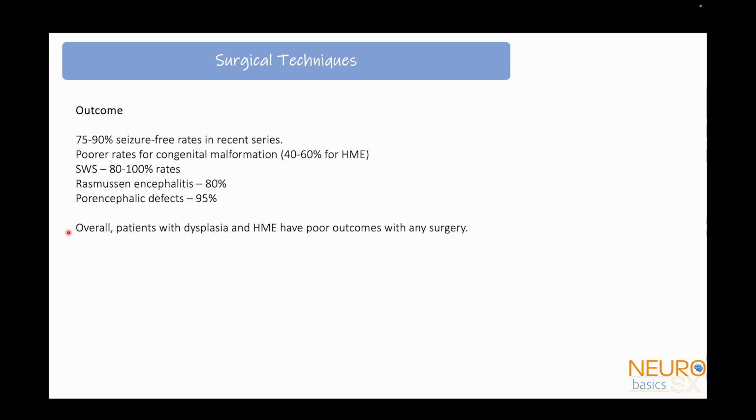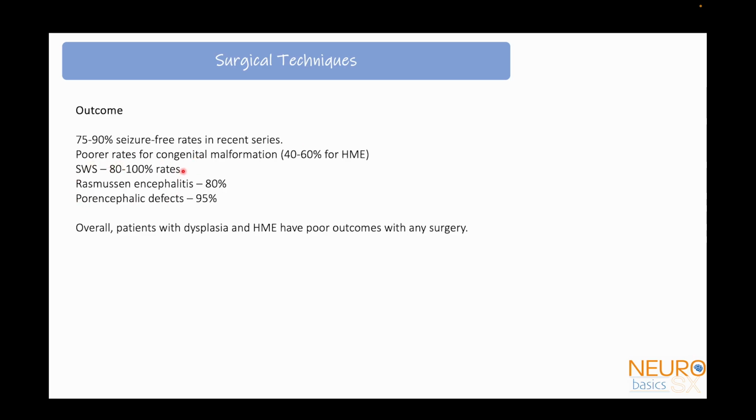Okay, so with hemispherotomies or hemispherectomies, what are the outcomes that we should expect? Will a patient be completely seizure-free? So in recent series, it has been found that the outcomes are quite good. At least there is a 75 to 90% seizure freedom rate in recent series, which is quite good. But for patients who have congenital problems, which are long-standing, the seizure-free rates are quite poor. So here, for hemimegalencephaly, the seizure-free rates are only 40 to 60%.